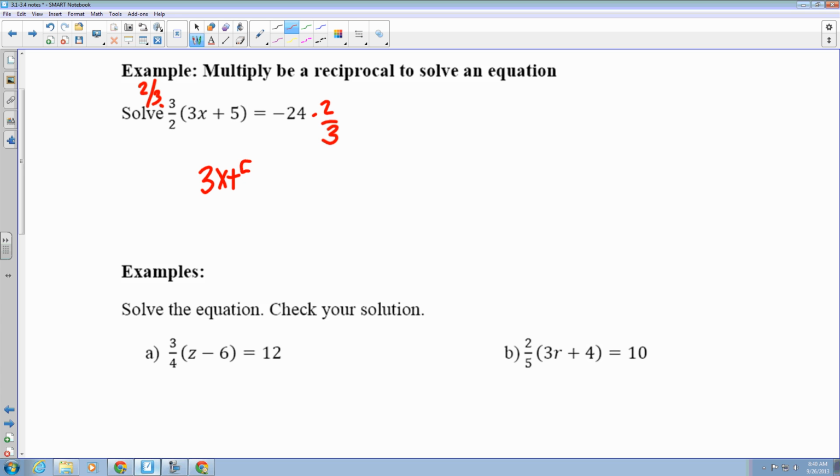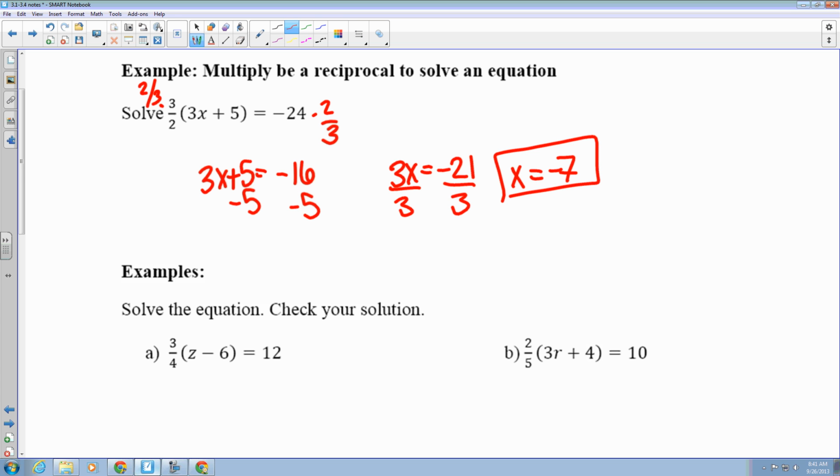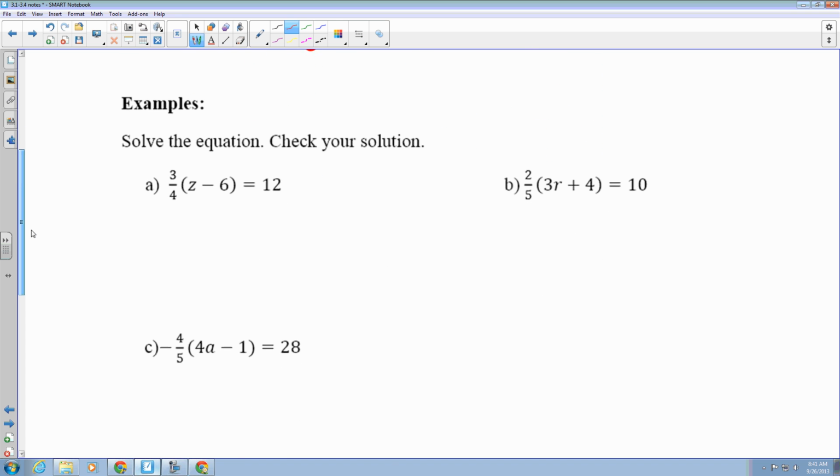Then on the left side we have 3x plus 5 equals negative 16. Subtract 5 from both sides. Divide by 3. And x is negative 7. Which we can of course plug back in to check. So for these three examples, what you want to do instead of distributing that fraction is multiply by the reciprocal. When you do that on the first one, you're going to get z minus 6 equals 16. Add 6 to both sides, and that's 22.